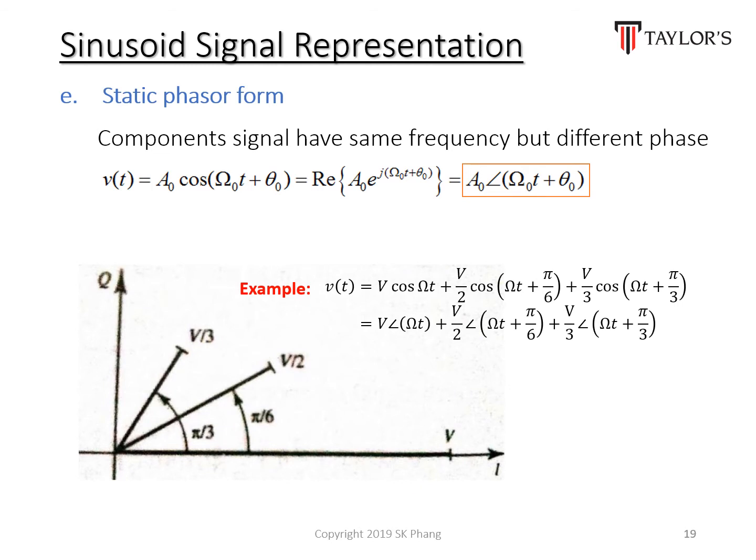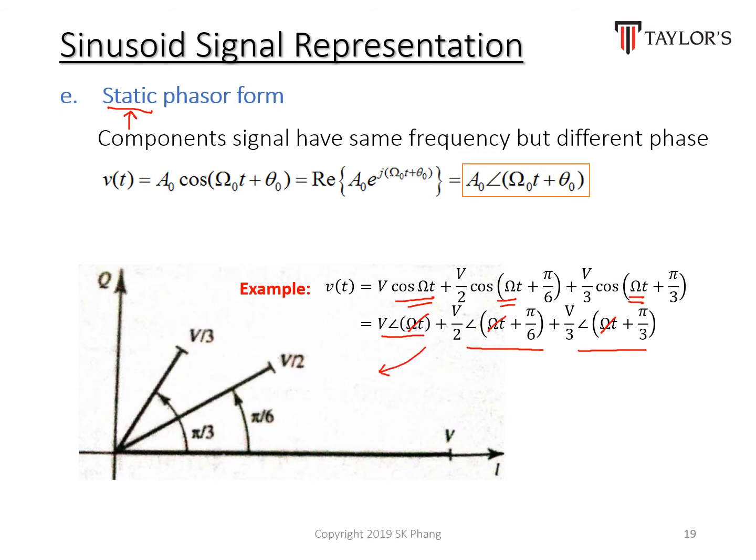The next one is the static phasor form. This one is very similar; it is actually a subset of our previous phasor form. Static here means that the frequency components of our graph are all the same. So if the frequency components are all the same, for example angle of omega t plus pi over 6, angle of omega t plus pi over 3, we can actually ignore the omega t when we plot it in phasor form.